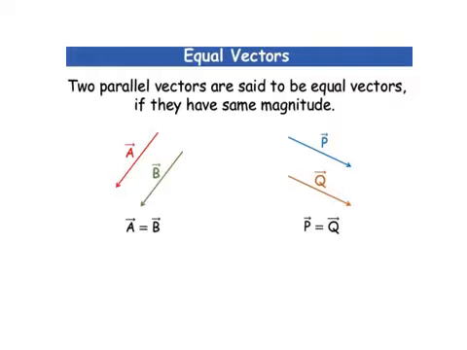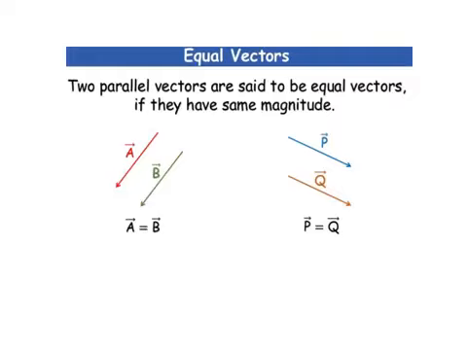Okay, the next type of vector we have is the equal vectors. Two vectors are said to be equal if they have the same magnitudes. Now you can see in the figure that the two vectors A and B are parallel and they have the same magnitude. You can see that these vectors are parallel also. In the second figure, you can see that P and Q are in the downward direction. They are parallel, but they are at the same time equal vectors.